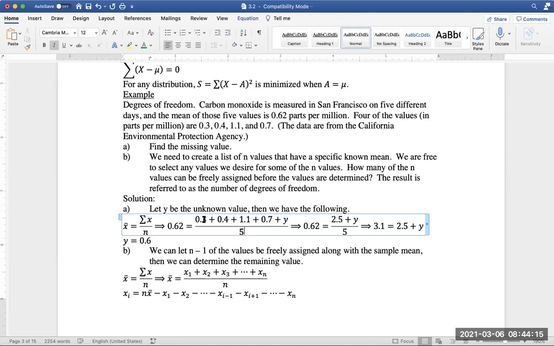If I add up 0.3, 0.4, that's 0.7, plus another 0.7 is 1.4, plus 1.1 is 2.5, plus y, over 5. Cross multiply, let's multiply both sides of my equation by 5. So 3.1 is equal to 2.5 plus y. Subtract 2.5 from both sides. So y is equal to 0.6. So that missing piece of data here was 0.6.